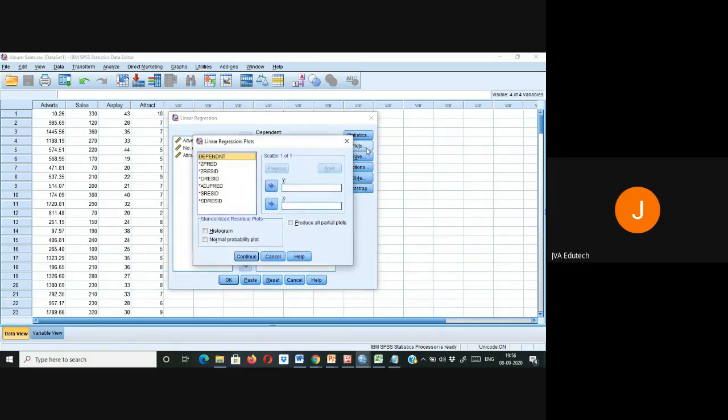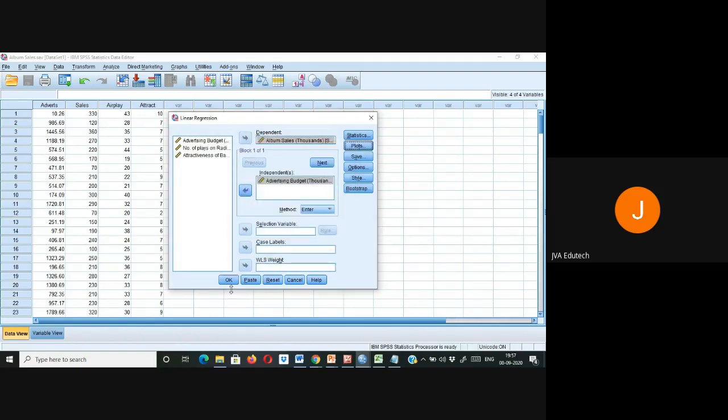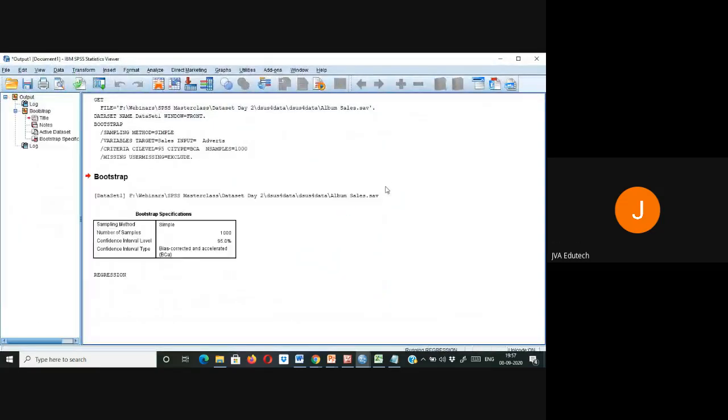In plots, do we need to take anything in the plots? We'll take, but as of now, let's leave it. Go to this.